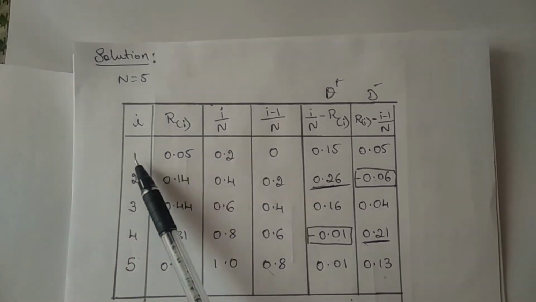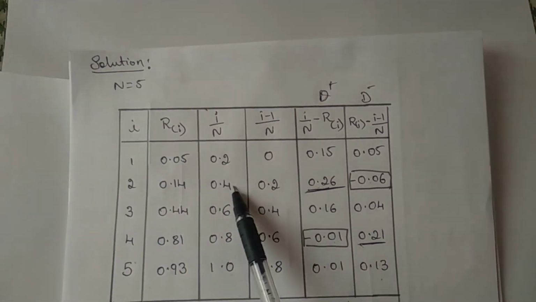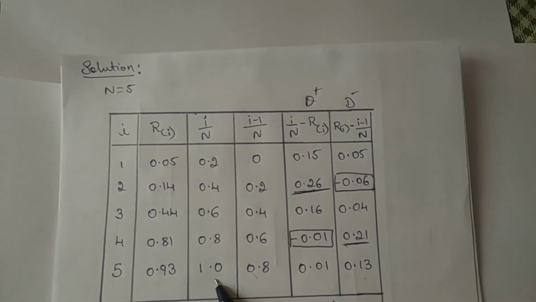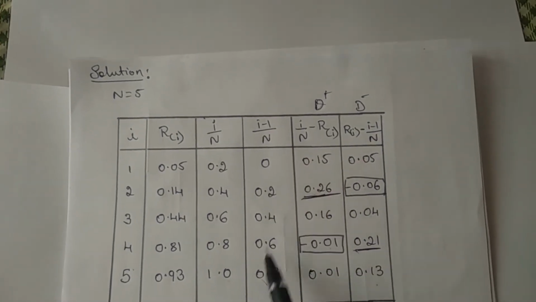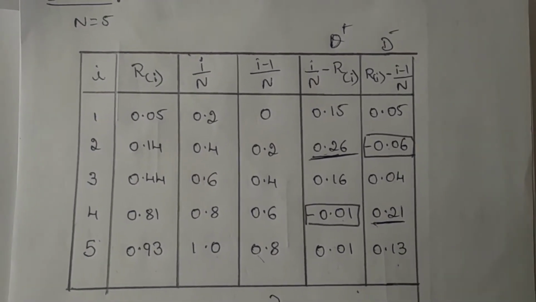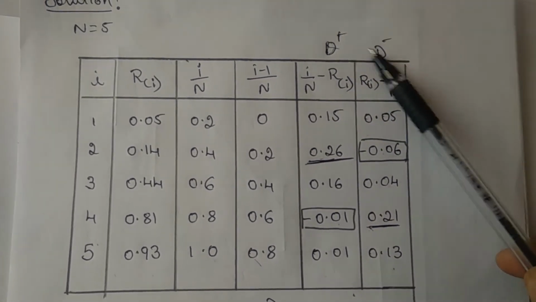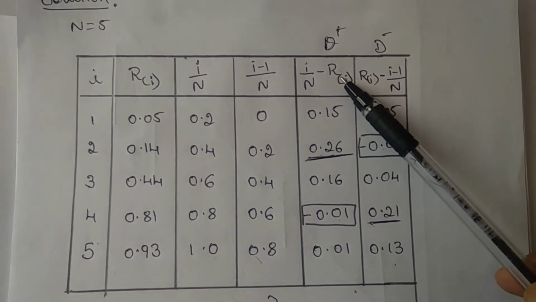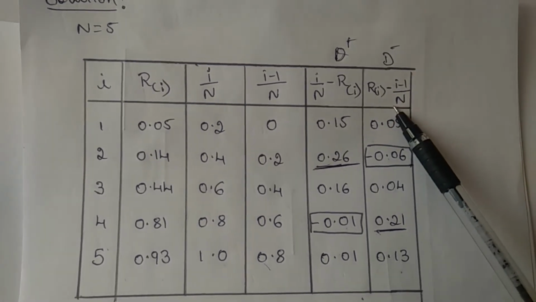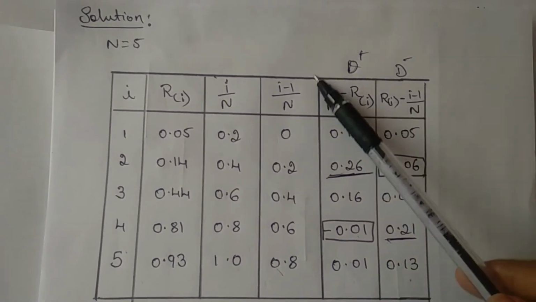I by n, where i is 1: 1 divided by 5 is 0.2, 2 divided by 5 is 0.4, 3 divided by 5 is 0.6. Likewise, I have calculated. In the same way, I have calculated (i minus 1) by n. These are the values for (i minus 1) divided by n. Then the second step is to calculate D plus and D minus. The formula for D plus is i by n minus Ri and D minus is Ri minus (i minus 1) divided by n. With this, I have calculated these values. This is the second step, calculation of D plus and D minus.